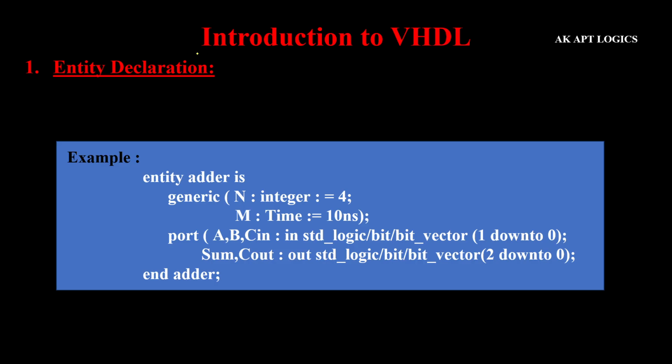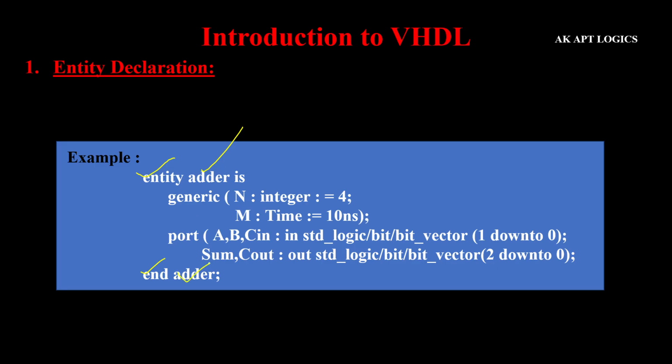In that, the generic constant is optional, whereas the port clause is mandatory, and the entity declarative items part is also mandatory. Whereas in the architecture part, we are going to write the relationship between the inputs and outputs. See, entity is a keyword and is is a keyword. Here adder is a user defined name.